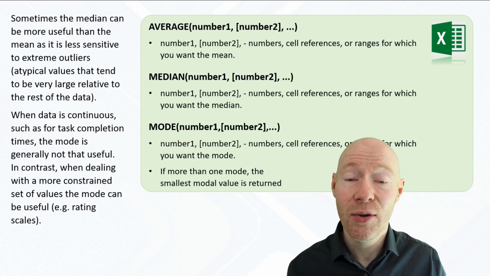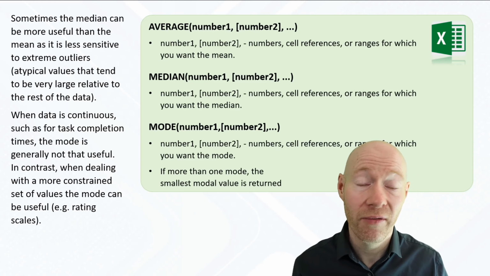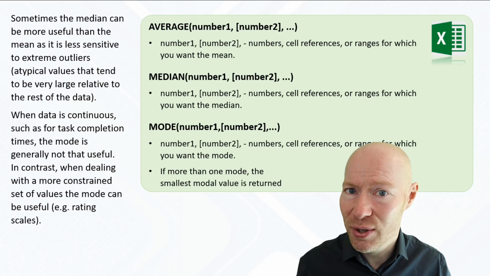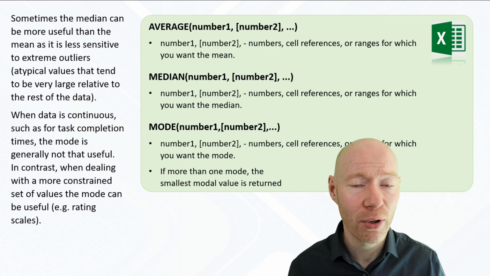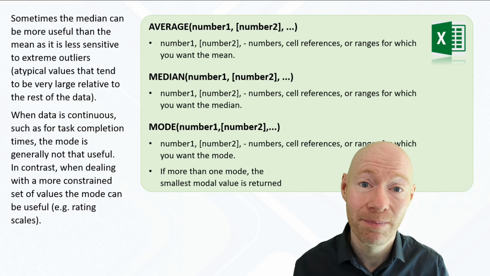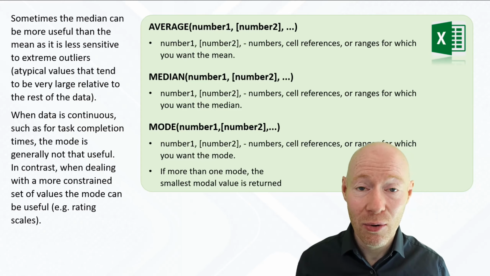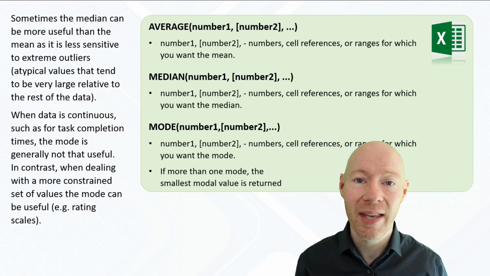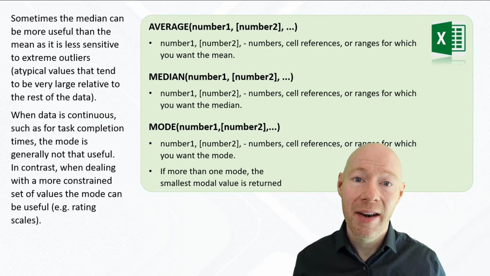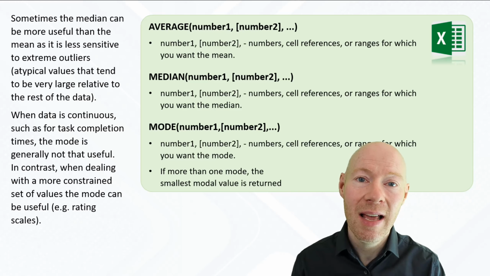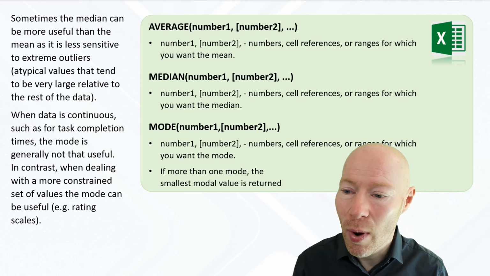In Excel, if you have more than one modal value, like the example we saw on the previous screen, it returns the smallest modal value. We'll not return all of them, we'll just return the smallest. So that's 3 tools. They're surprisingly useful. They do give us good ways of thinking about our data, and actually sometimes the differences between them also help us understand a bit more about the data as well.